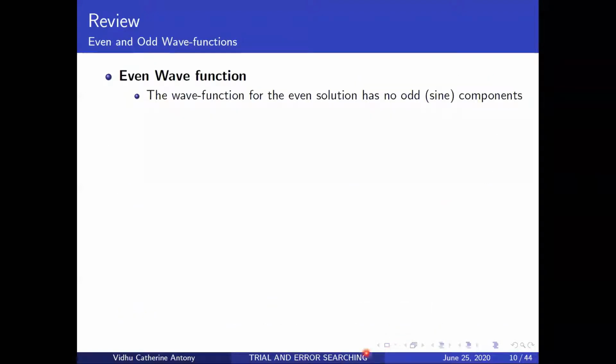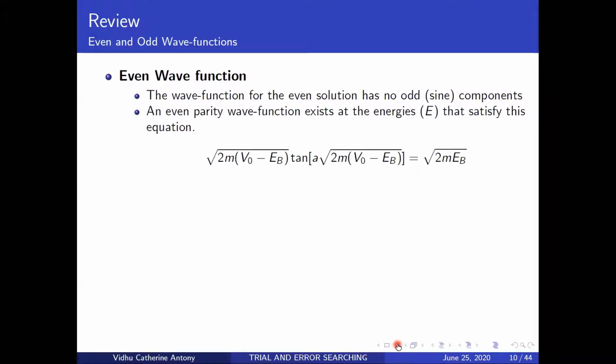Now, in your even wave function, what you need to remember is basically this. The even solution has no sine components. An even parity wave function exists at the energies that satisfy this equation. This is not your wave function. This is a condition that the solution satisfies. This function gives you particular values of energy E for your even parity wave function. This itself is not your wave function.